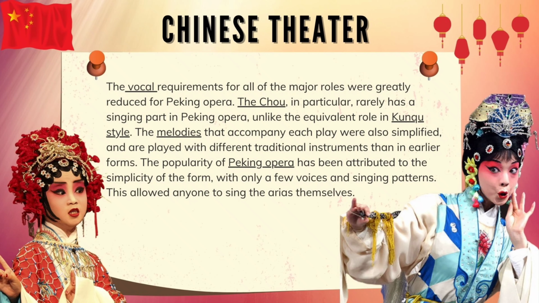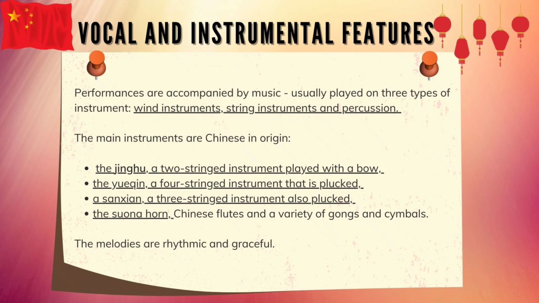Vocal and instrumental features. Performances are accompanied by music, usually played on 3 types of instrument: wind instruments, string instruments and percussion. The main instruments are Chinese in origin. The jinghu, the 2-stringed instrument played with a bow. The yulikan, a 4-stringed instrument that is plucked. A sangxian, the 3-stringed instrument also plucked. The suona horn, Chinese flutes and a variety of gongs and cymbals. The melodies are rhythmic and graceful.